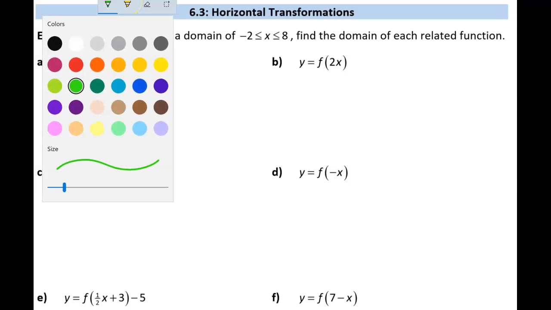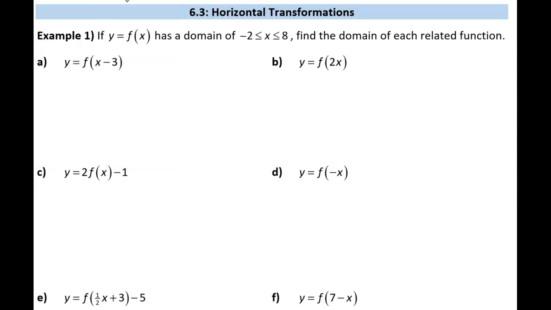In this section, we'll be looking at horizontal transformations of functions. Those transformations will affect the input, or the inside, of the function, so that'll affect the domain values. I want you to think about the fact that if we have y equals f of x as our function, x is the input, and the domain tells us that the inputs x have to be between -2 and 8. So what happens when we change the input for the function?